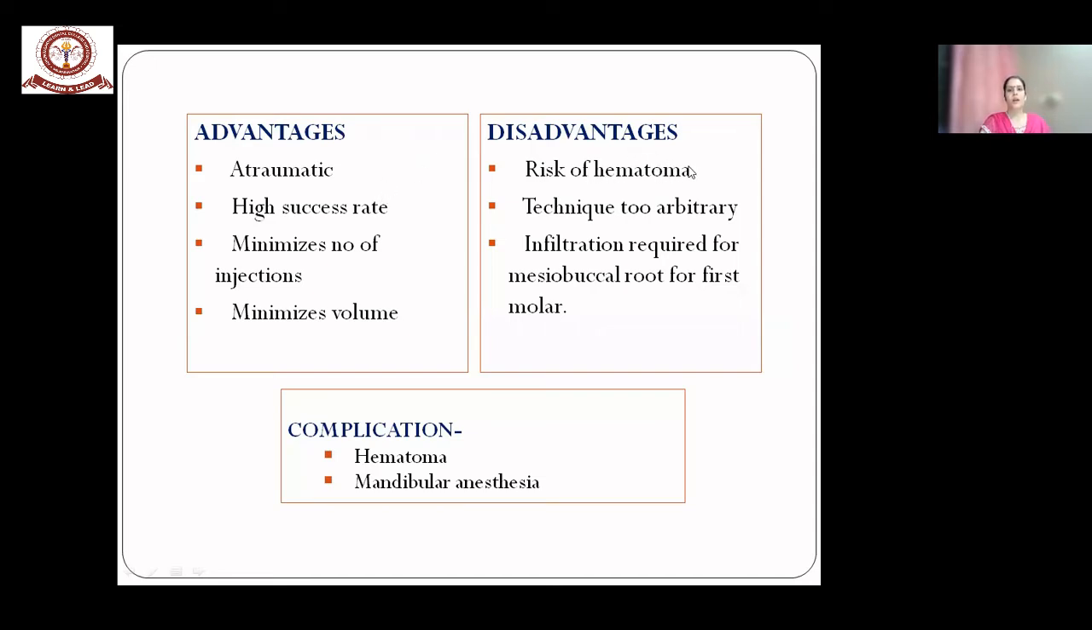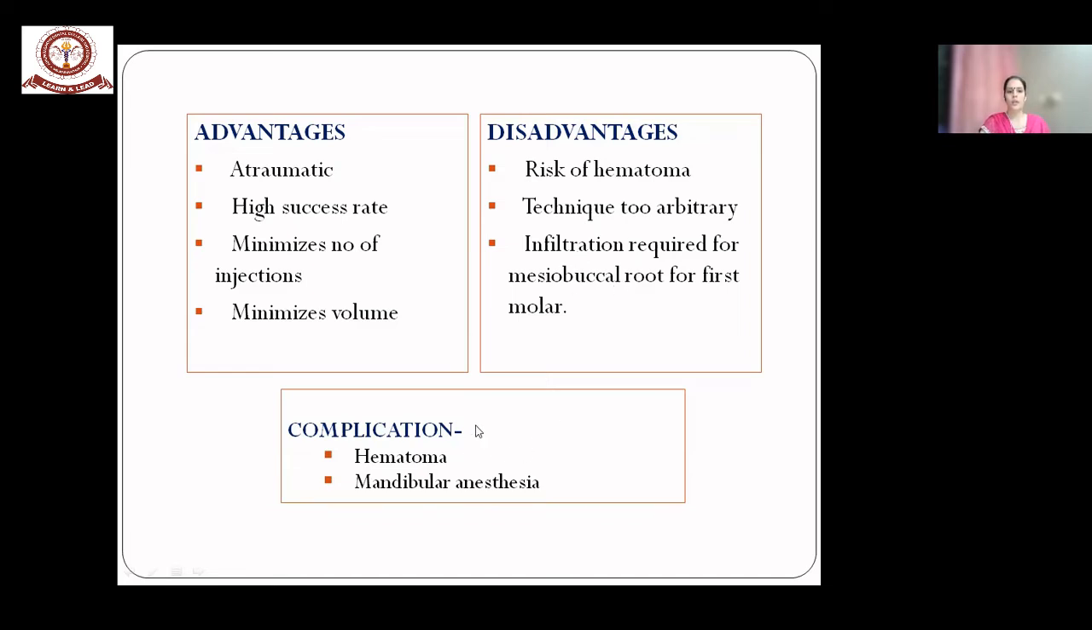This is because in the vicinity of the injection site, you will have the pterygoid plexus of veins, and if you inadvertently inject into the pterygoid plexus of veins, or the internal maxillary artery is perforated, there might be a risk of hematoma formation. And the technique is too arbitrary. The infiltration for the mesiobuccal root of the first molar is usually required if the innervation is not from the PSA nerve. So in such cases, you need to go for an additional supraperiosteal injection, also called local infiltration.